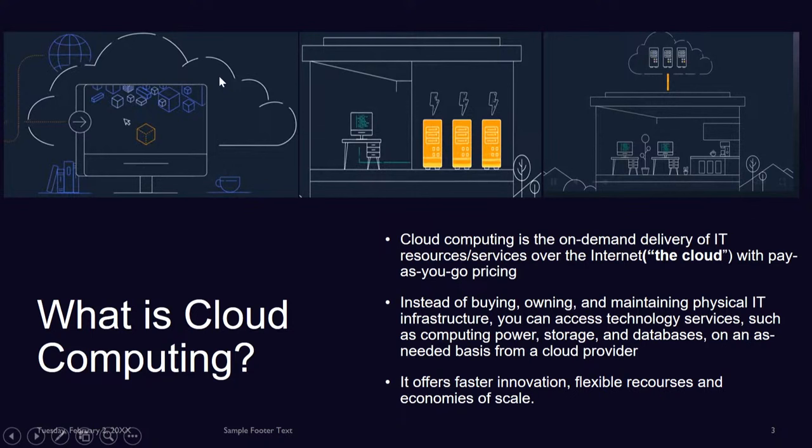Instead of buying, owning, and maintaining the physical IT infrastructure, here you can see that in the previous on-premise deployments, we buy all the infrastructure, deploy it at our premises, and then use it. But in cloud computing, we use all these computational resources as a service with pay-as-you-go pricing, like we pay for whatever we use. So we access technology services, such as computing power, storage, database, any kind of IT services, on demand, on a need basis, from a cloud service provider.